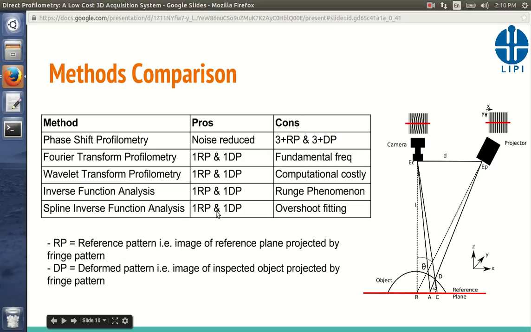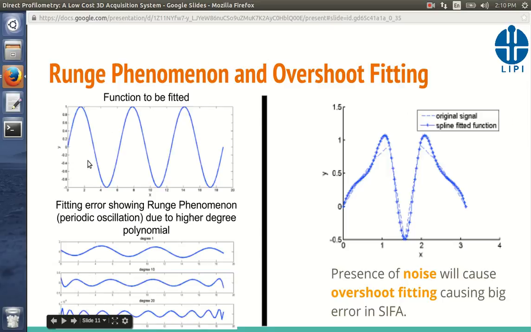However, spline inverse function analysis suffers from overshoot fitting. For example, this is the function to be fitted, and if we have noise, for example at the peak, the value will change from here to here, and then we will have this oscillated error, and this small oscillated error will actually cause a big error in SIFA.